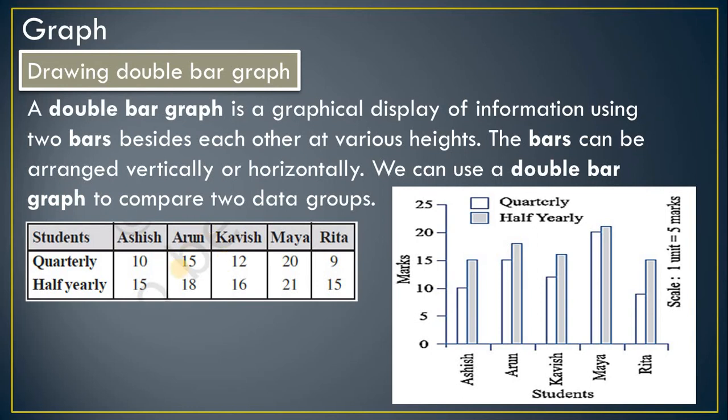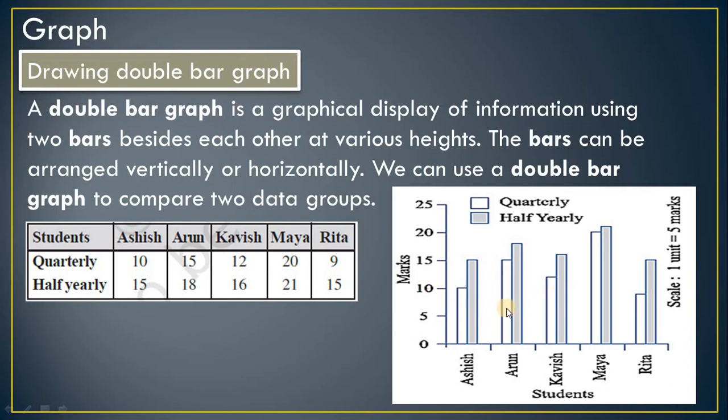For example, downside, in the x-axis, you can write the names of the students, and in the y-axis the marks are given. The highest value according to the information is 20, so you can write up to 20 or 25. Then for each mark you can give a gap of 5 marks. It means the scale 1 unit equal to 5 marks, and it should be uniformly done.